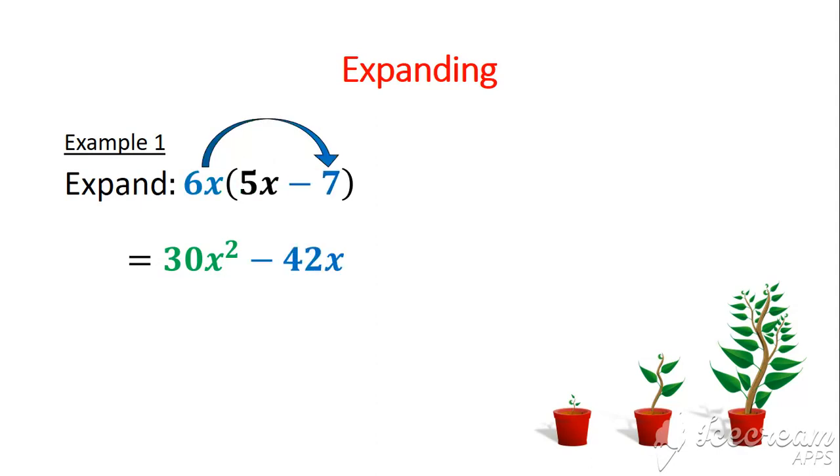Now we're going to go 6x multiplied by 7, but we're going to treat it as a negative 7. So we're going to go 6x times negative 7. 6 times negative 7 makes negative 42, and there's an x there, so we're going to write it down as negative 42x. So our answer is 30x squared minus 42x.